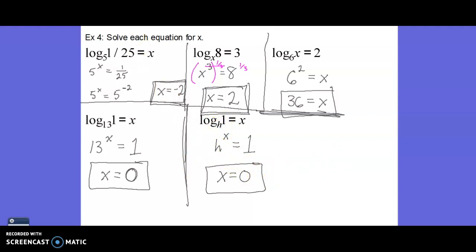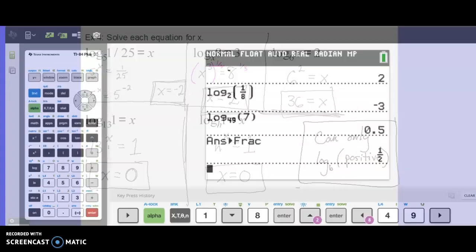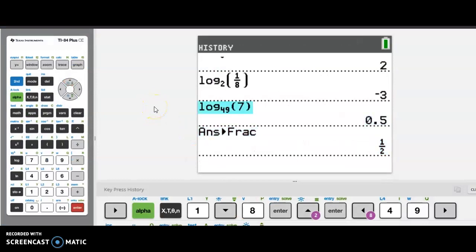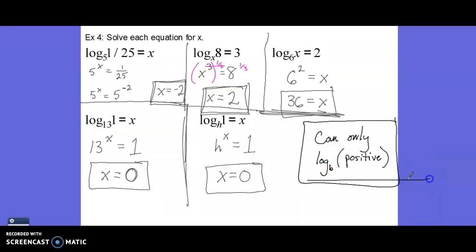And one more thing that I want to mention, this is pretty important, is we can only log, and it doesn't matter what the base is, log base b, positive numbers. We cannot even log a negative, or we can't even log 0. And you could try it with a graphing calculator. Just hit log, doesn't matter what the base is, type in 0, and you get a domain error. So that is very important that you realize we can only log positive numbers.